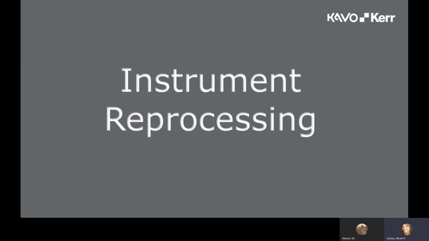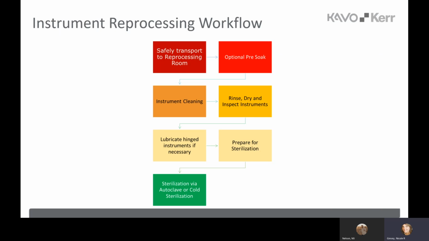So instrument reprocessing. Instrument reprocessing is probably one of the most important areas for infection prevention to prevent cross-contamination. You're looking at a workflow right now, starting with the safe transport to the reprocessing room, all the way down to sterilization. So you could see how you go red, super dirty, and then as you process everything, it's coming out green for the next patient.